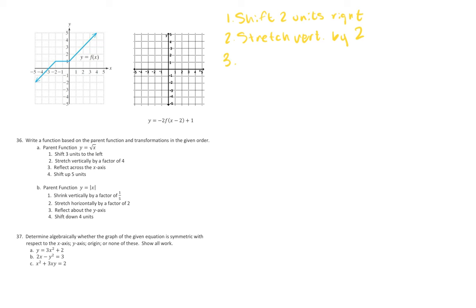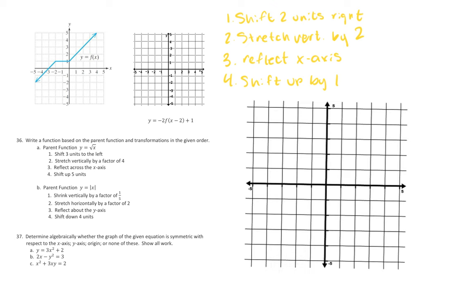Then we're going to reflect this about the x-axis. Reflect x-axis. That's from that negative sign out front. And then our last transformation is going to be moving this up by 1. So shift up by 1. And that's from that +1 on the outside. So step 1 of this transformation is shifting this 2 units to the right. So we're going to be roughly about here for our first transformation.